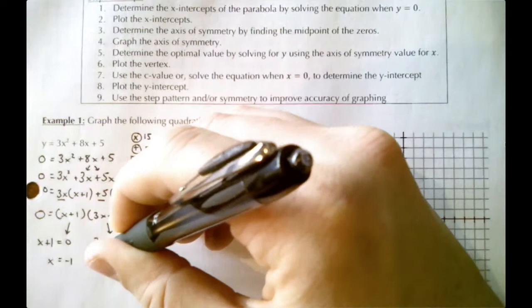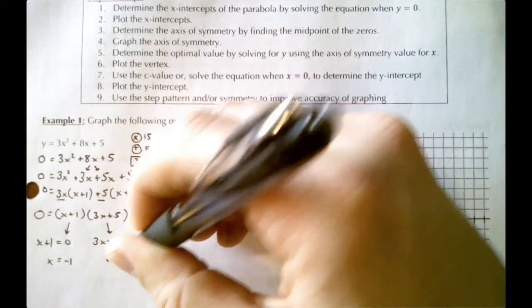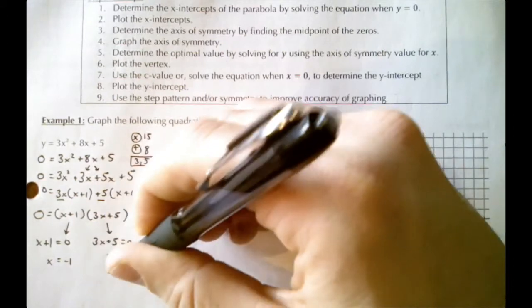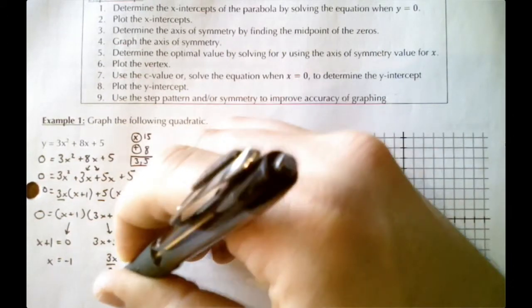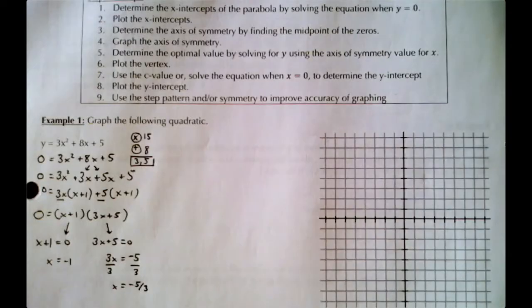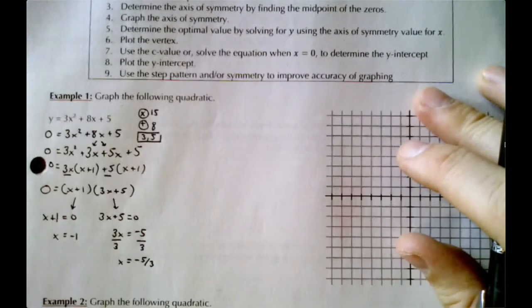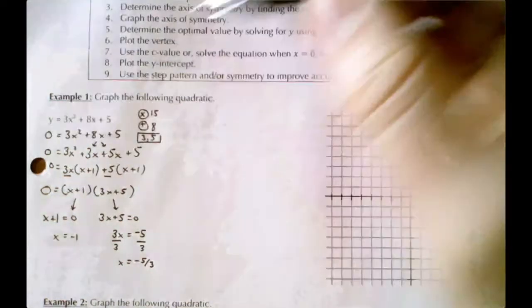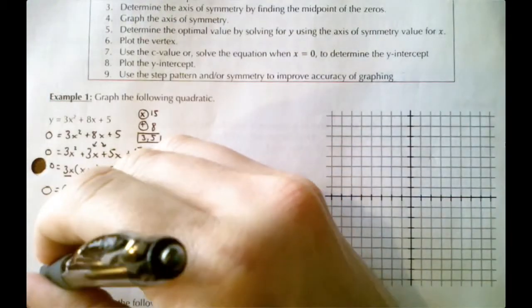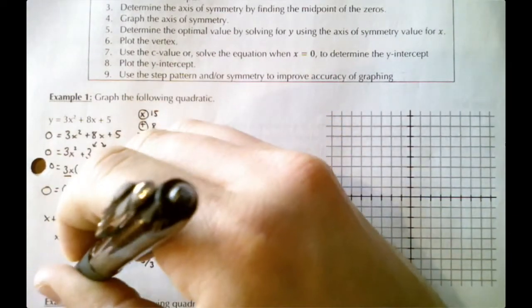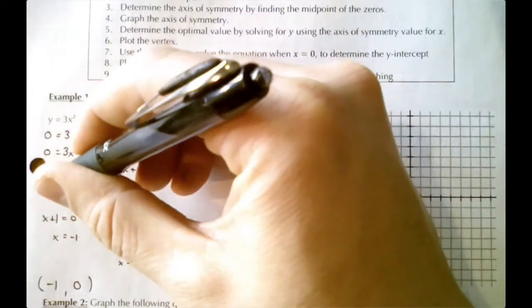Second one's a little trickier. Move the 5 over, it becomes -5. Divide both sides by 3. And we're going to get a decimal, so we're going to stick with the fraction, -5 over 3. So those are our answers to our question. If we want to write them as x-intercepts, we'd write them as points. -1, 0, because -1 gave us an answer of 0.